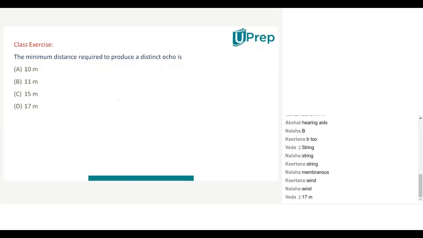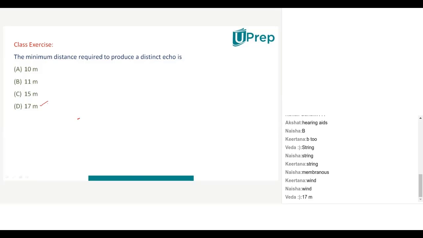Maybe I explained in a previous session, isn't it? Yes, sir. To hear a continuous echo clearly and distinctly, how much distance must be there for an obstacle, isn't it? So that is 16.5 meter, I said, but here that answer is not there, but the nearest answer is there. What is that nearest answer? 17 meter. Right.